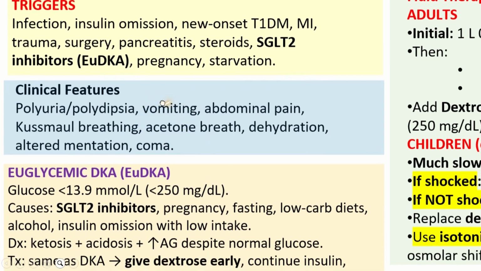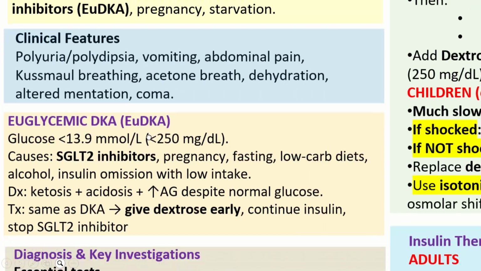So the clinical features, we're going to have polyuria, that is increased urination due to the osmotic diuresis, polydipsia because you're passing a lot of urine, you feel thirsty a lot, vomiting, abdominal pain, Kussmaul breathing, an acetone breath, dehydration, and altered mentation, as well as coma.